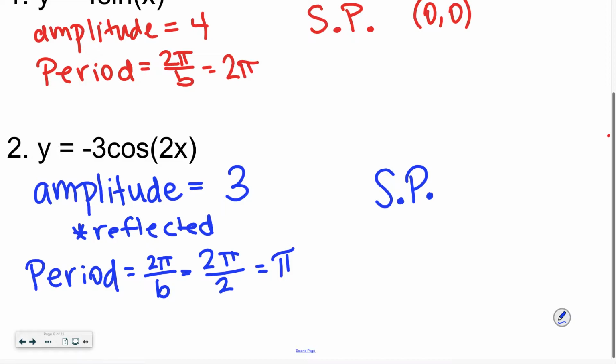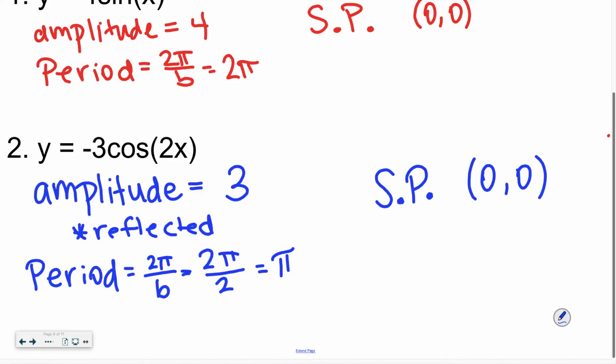Do we have any shifts? Like left, right, up, down? Okay, we don't have a minus c and we don't have a plus d, so our starting point is going to be 0, 0. That is not where our graph starts, it's where our frame starts. We'll talk more about that.